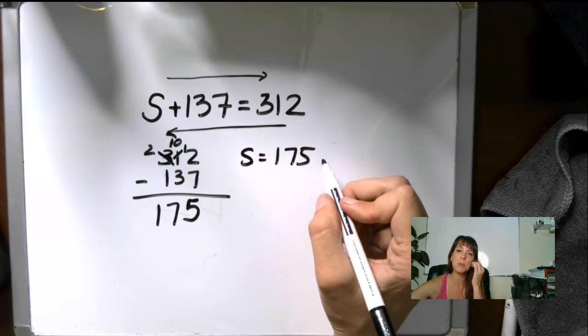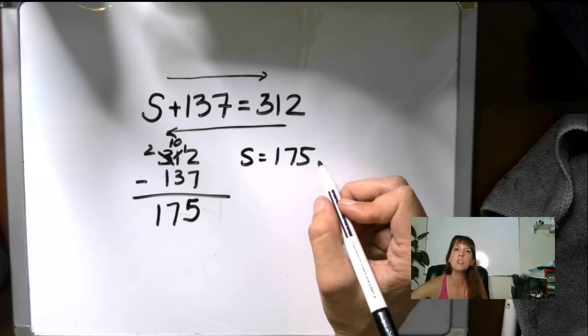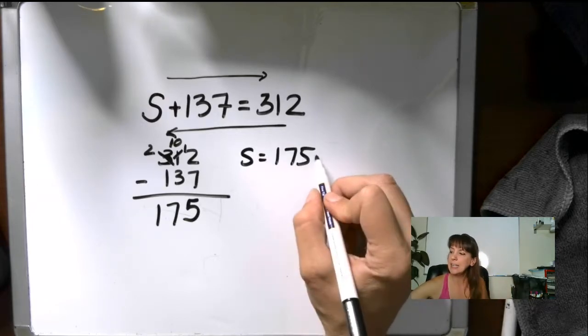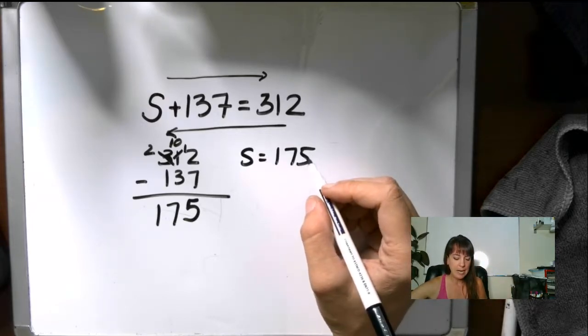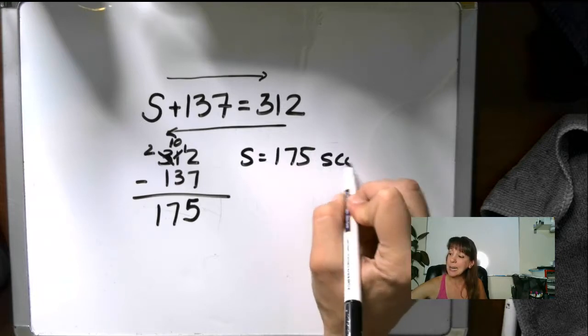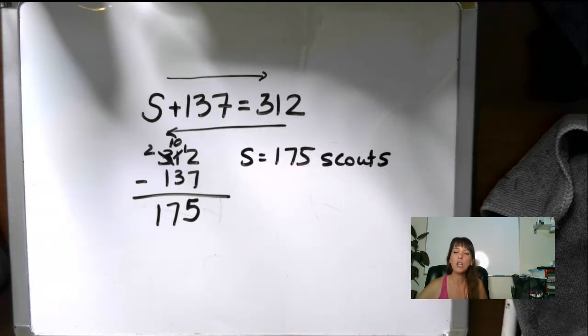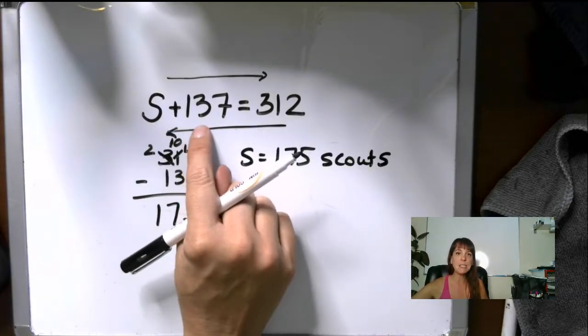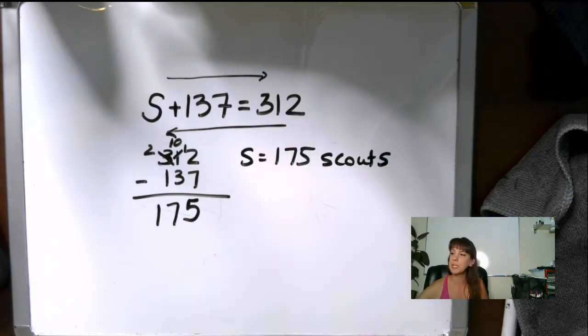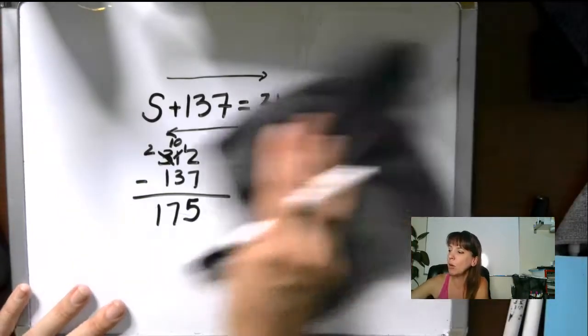That means, oh, and you know what? I didn't do this on the first one, but it's really important when we're dealing with word problems. You have to use a unit. In this case, this is going to be scouts, would be the best way to say that. So 175 scouts were in the first group. Then 137 were in the second group, bringing it to a total of 312. So some and some more, or some went away. That's what we're looking for.